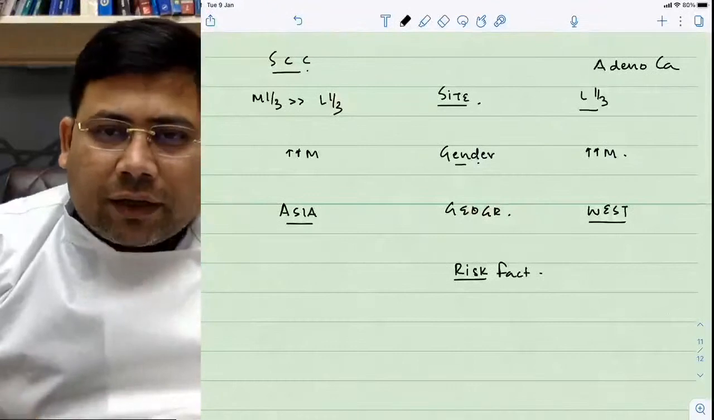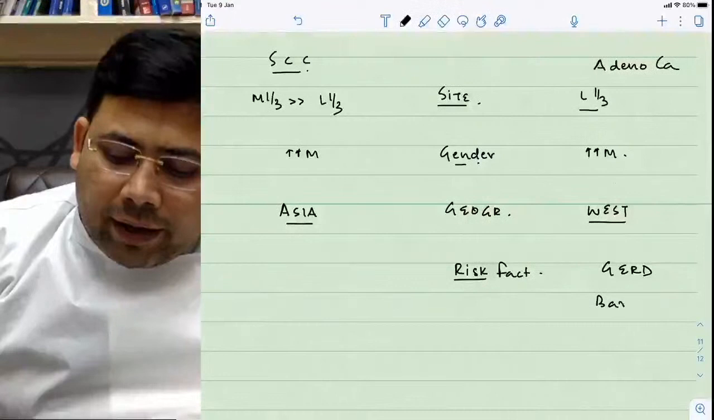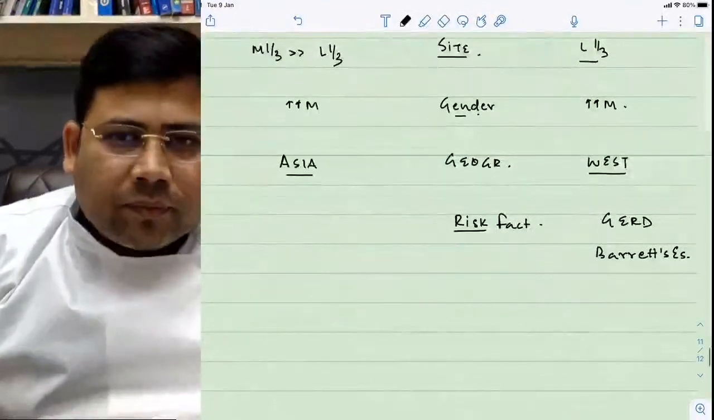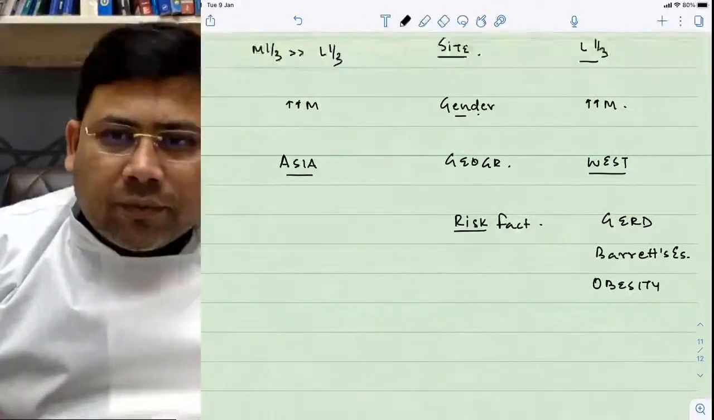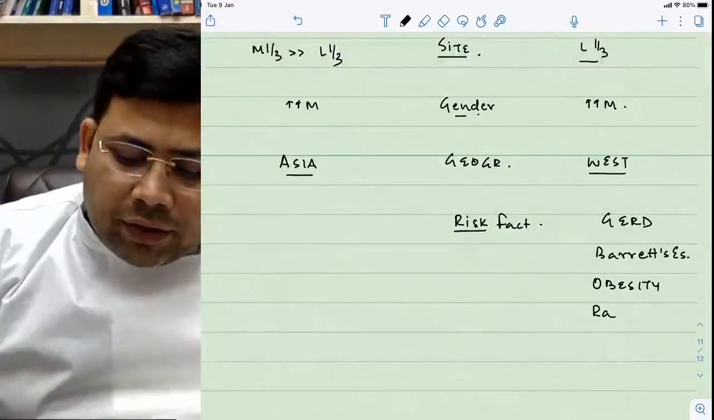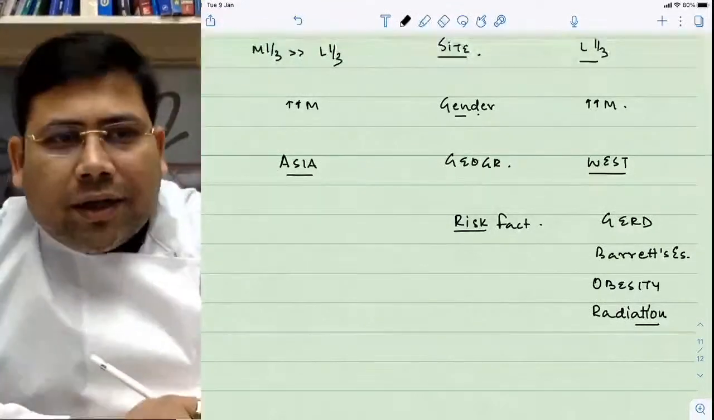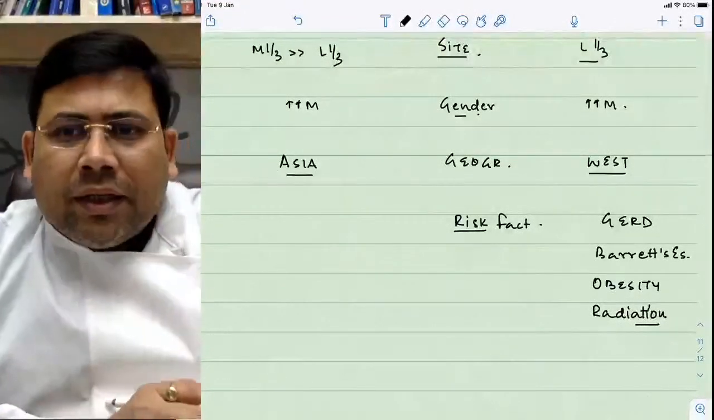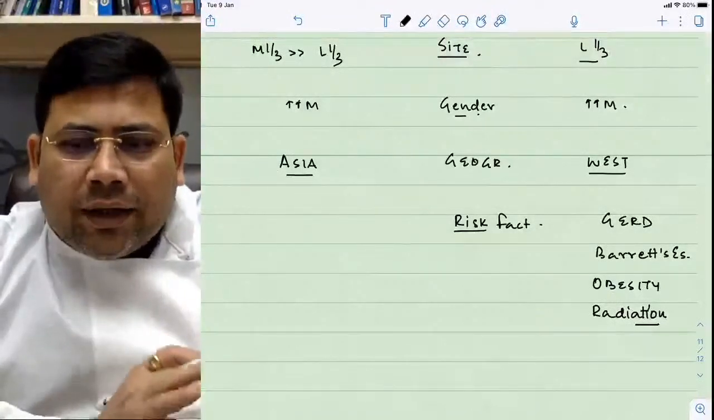If you talk about the risk factors, GERD is a very common one, and end stage GERD is known as Barrett's esophagus. Obesity is a very important risk factor for adenocarcinoma. Then radiation, important, can cause both. So GERD, obesity, Barrett's, and radiation are common causes behind adenocarcinoma.